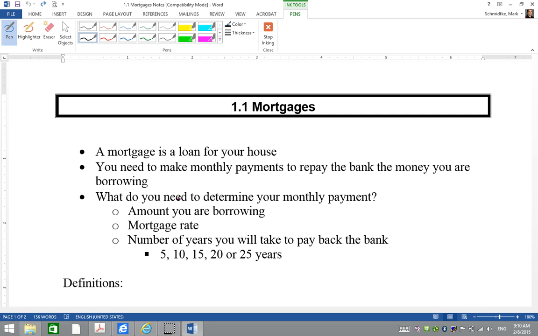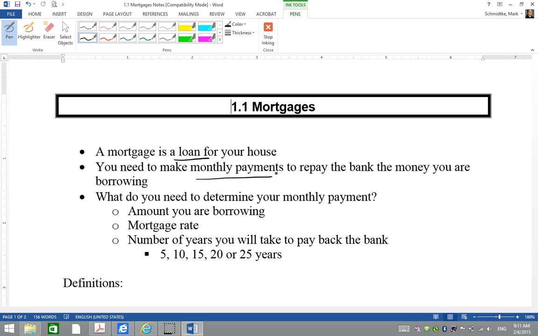So what we're looking at here is a mortgage is a loan for your house. I'm sure you've talked about loans before, car loans, stuff like that. When we're taking out money from a bank, we're taking out a loan for our house, and we give it the typical name of the mortgage. Now, just like any loan, you need to make monthly payments in order to repay the bank the money that you're borrowing.